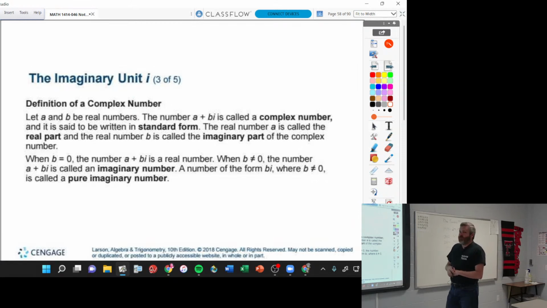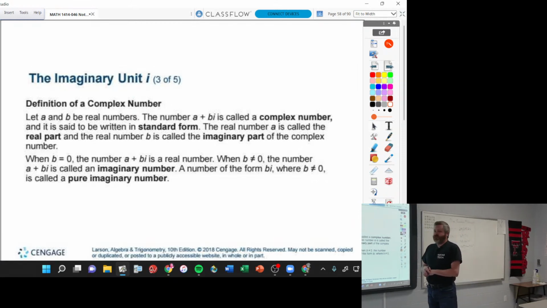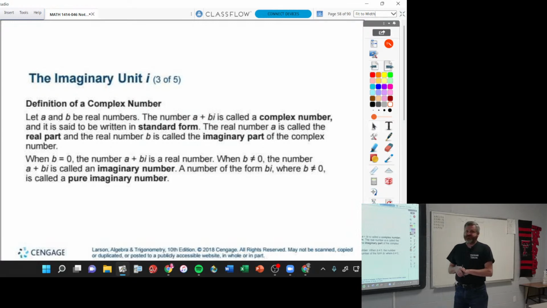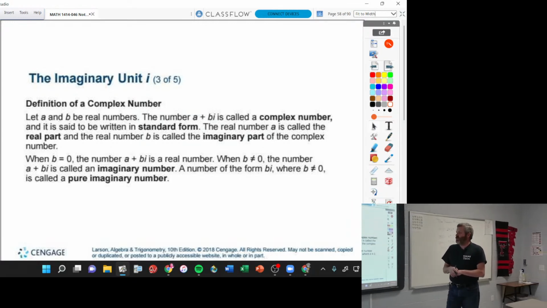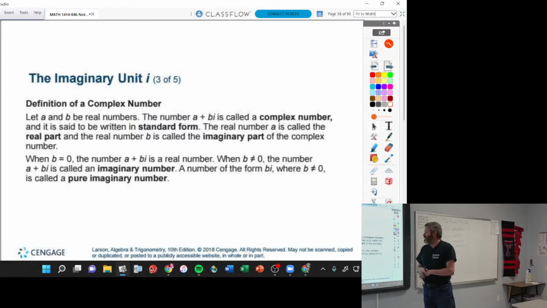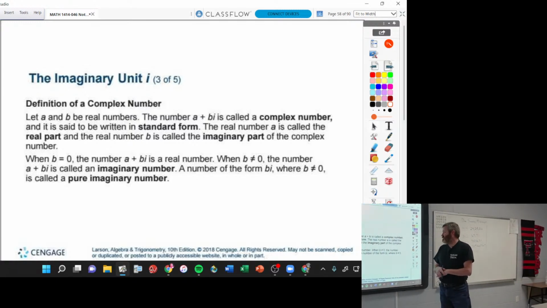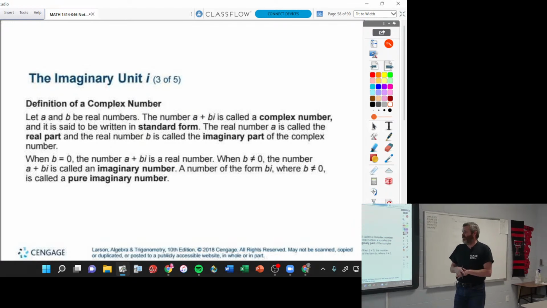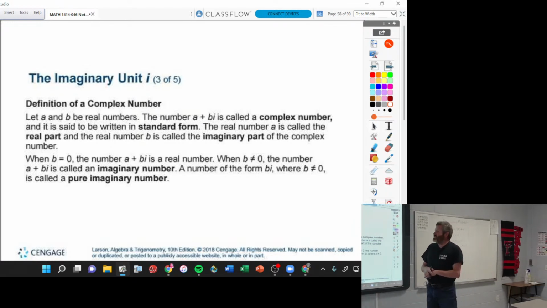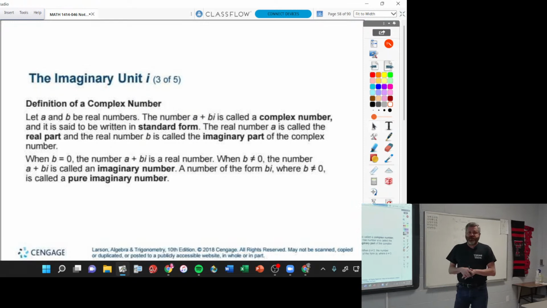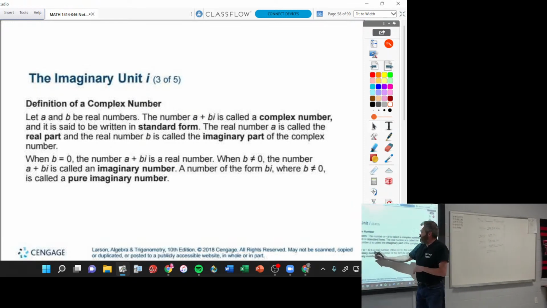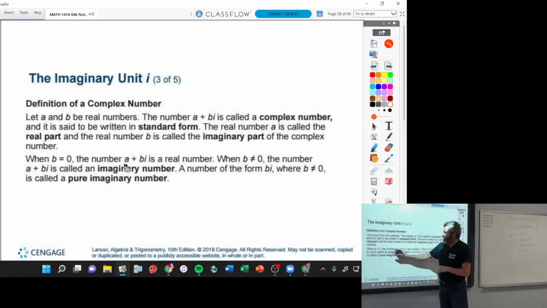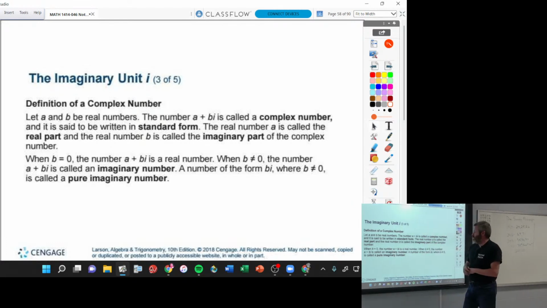Here's the definition of a complex number. Let a and b be real numbers. The number a plus bi is called a complex number, and that is written in standard form. The real number a is the real part. The real number b is called the imaginary part of the complex number. If b is 0, then a plus bi is a real number. If b is 0, then this would be gone. All that would be left is a. So that's why we have a real number.